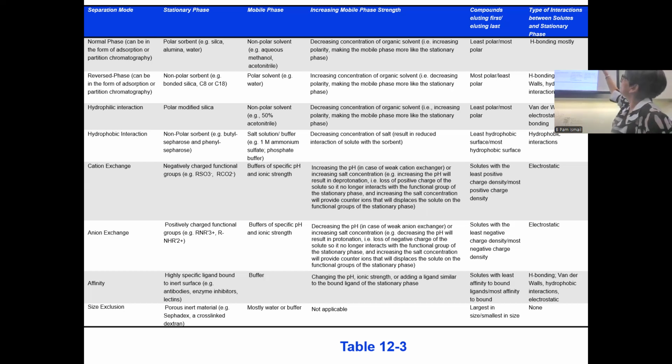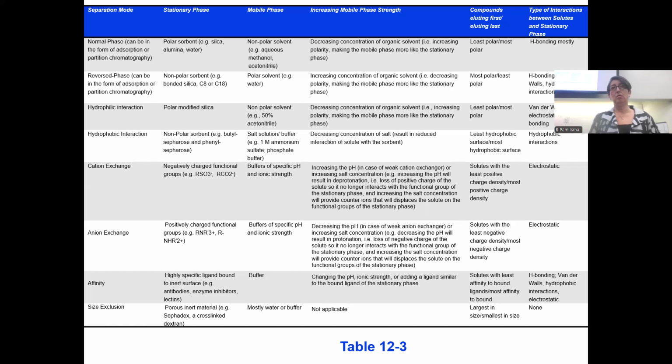How would you increase the strength of your mobile phase? What elutes first and what elutes last? And then what type of interaction? So the set on the top row is a very common set of questions for a given scenario. So that's why this is a good summary study table for you to study from. Okay, any questions?